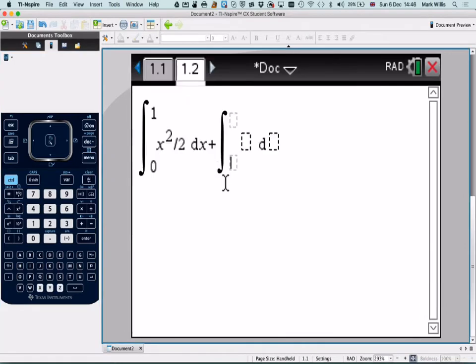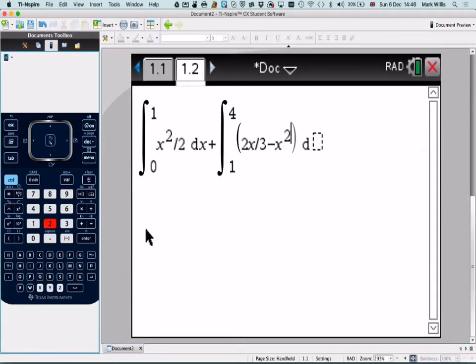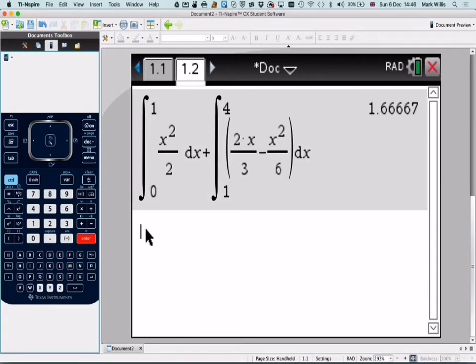calculus, numerical integral from 1 to 4, and then I'm going to have to put some brackets in here. So I want 2x divided by 3 minus x squared divided by 6 and then put the x at the end, and then enter, and make sure I get the same answer, which is 1 2/3, which is 5/3.